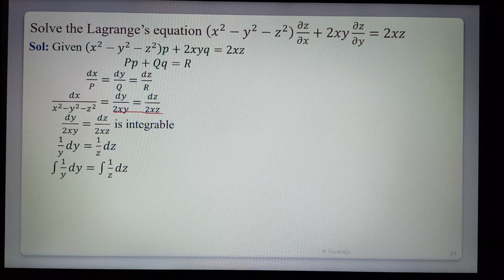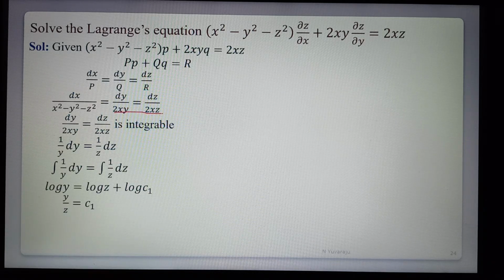Now integrating on both sides: log y = log z + log c1, that is y/z = c1. This is the first solution. But using the first solution alone you cannot find the second solution, it is not possible. So now we find the second solution using the multipliers, choosing any multipliers but the denominator must not be 0.